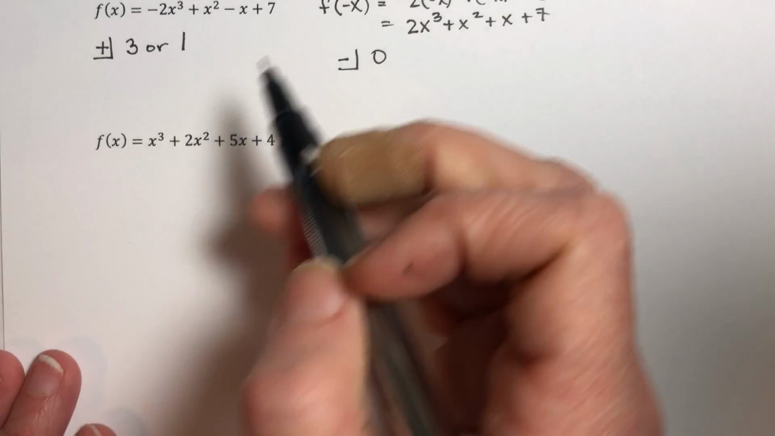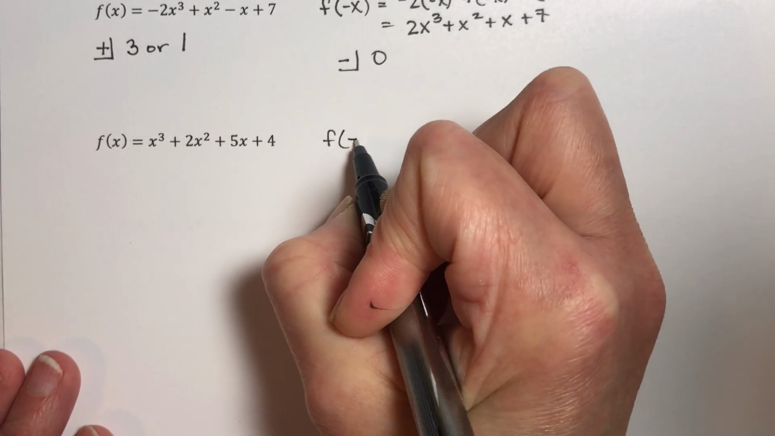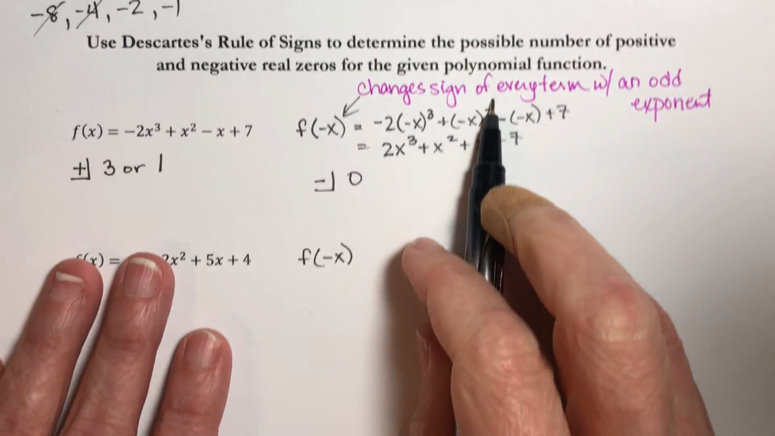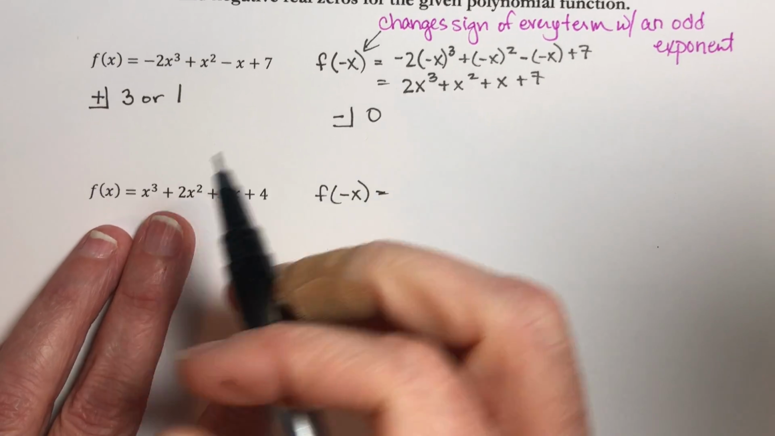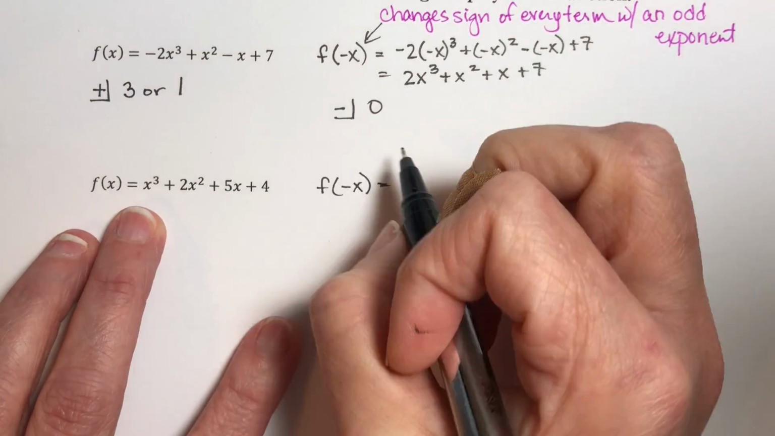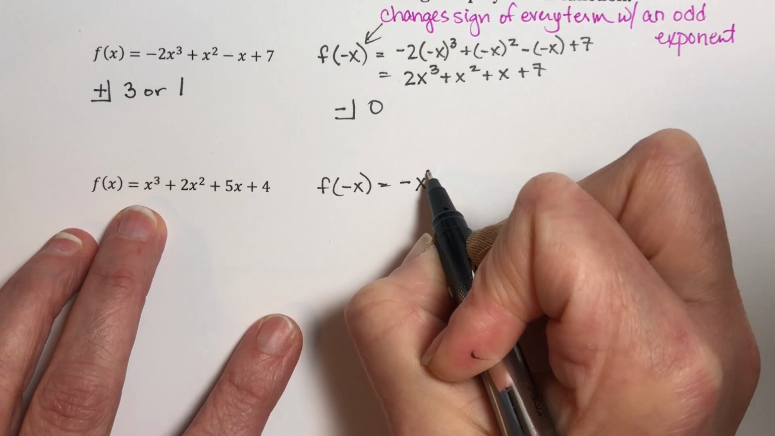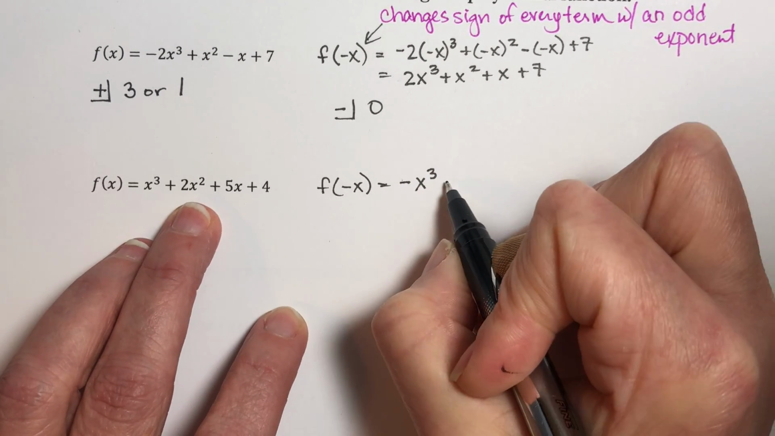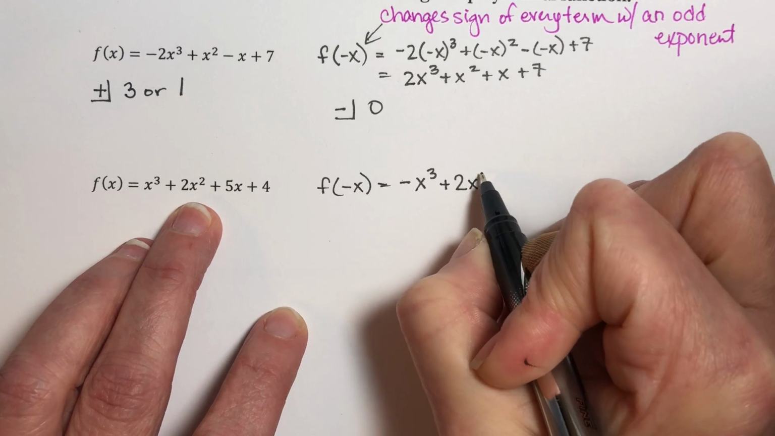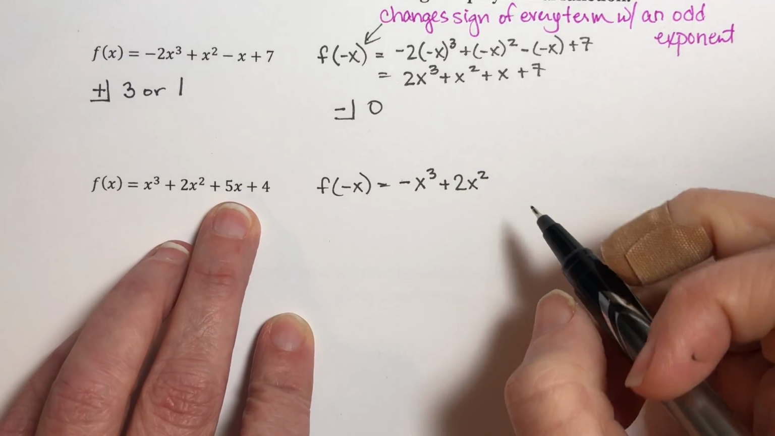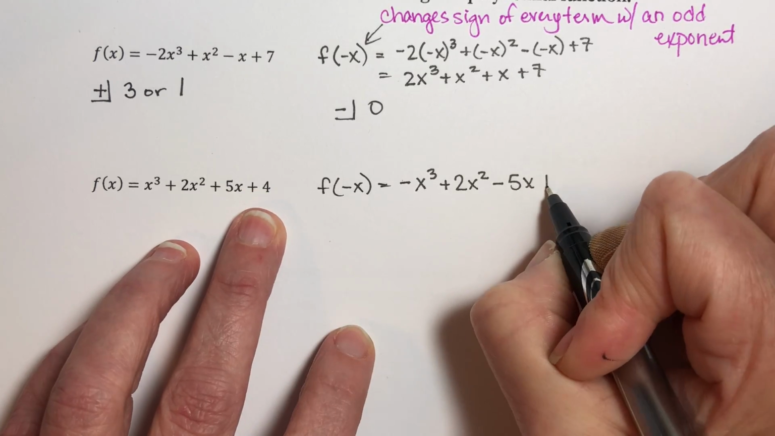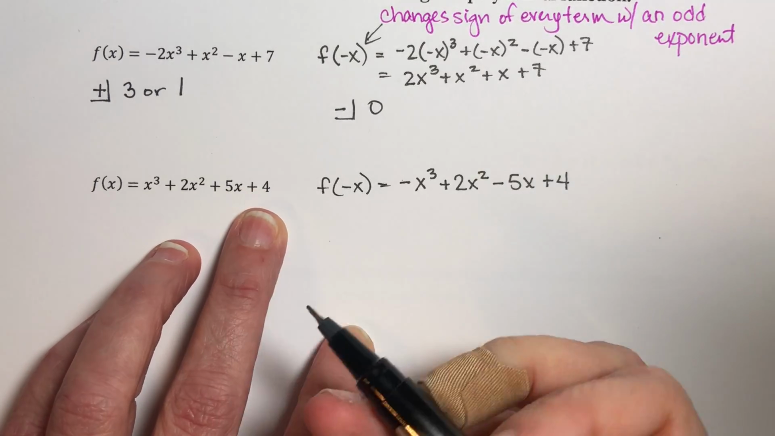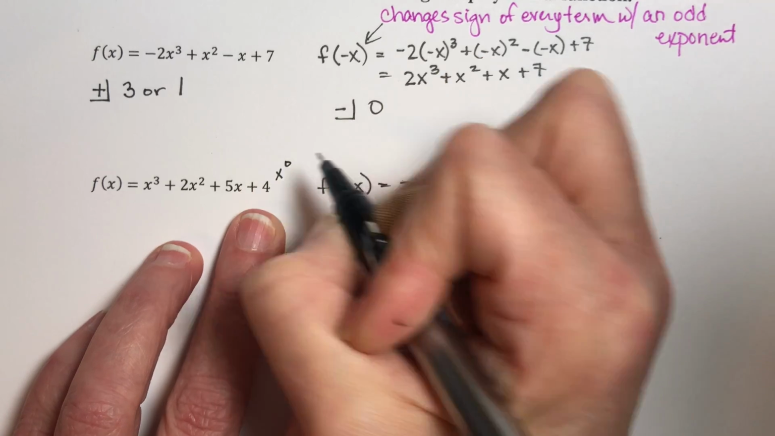Okay, so let's do the same thing here. This is my f of x. I need to find f of negative x. And keeping this in mind right here, that it changes the sign of every term with an odd exponent. This is x cubed, so this is going to be negative x cubed. This is an even exponent, so it stays the same. This has an odd exponent, so it changes. And then there's nothing to plug into here, but technically it has an even exponent because it's x to the 0 power.